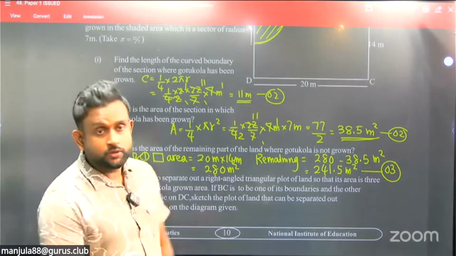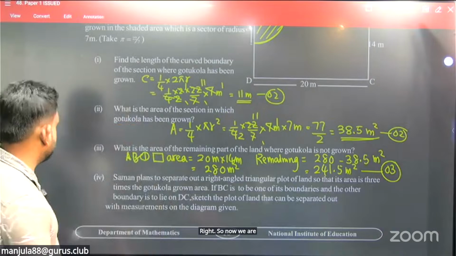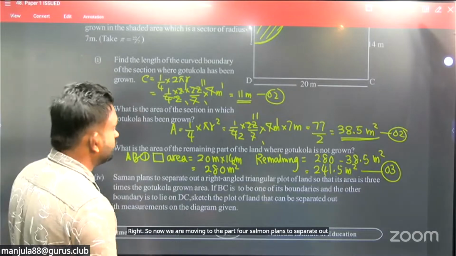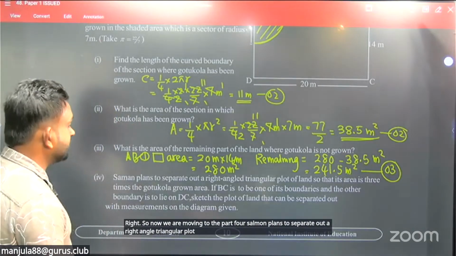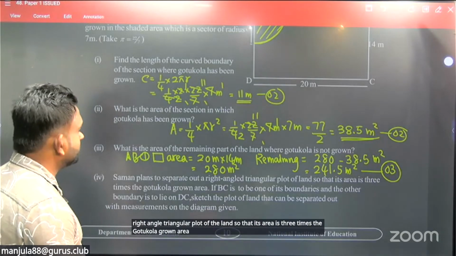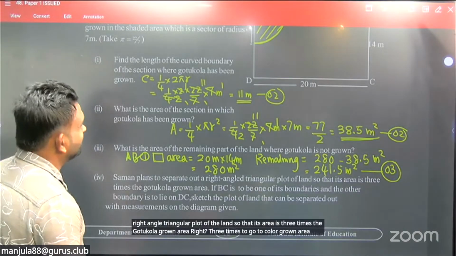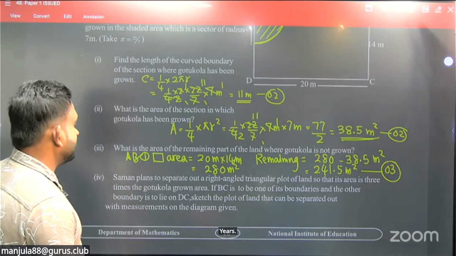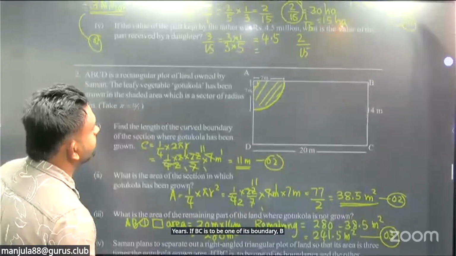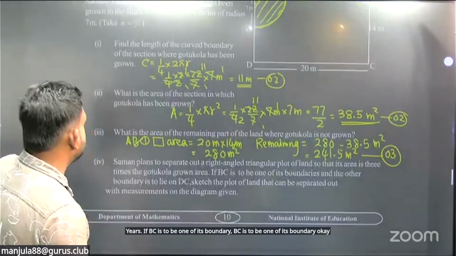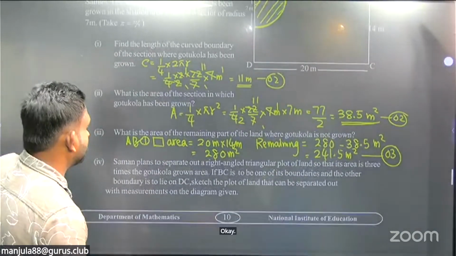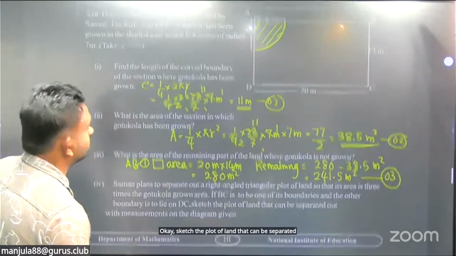Right. So now we are moving to part 4. Someone plans to separate out a right angle triangular plot of the land so that its area is three times the Gotukola grown area. If BC is to be one of its boundaries, and the other boundary is to lie on DC, sketch the plot of land that can be separated out with the measurements on the diagram.